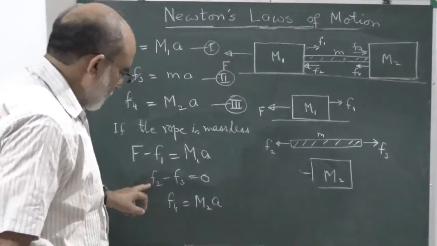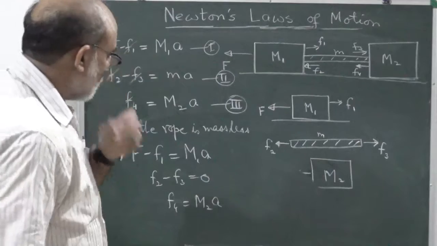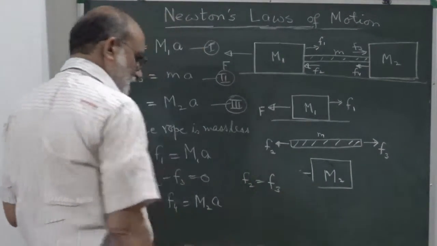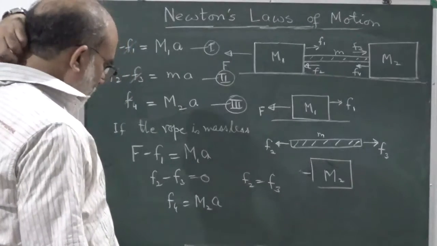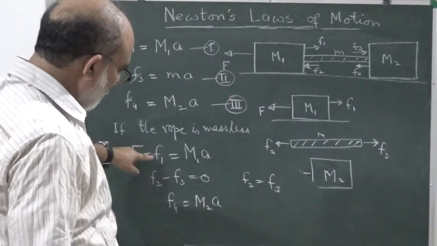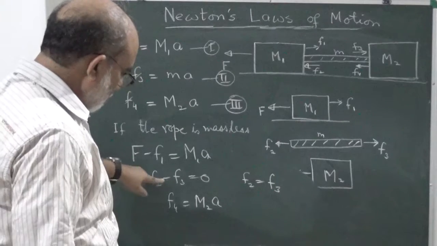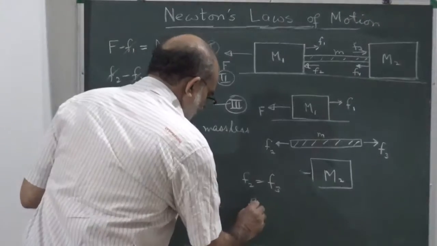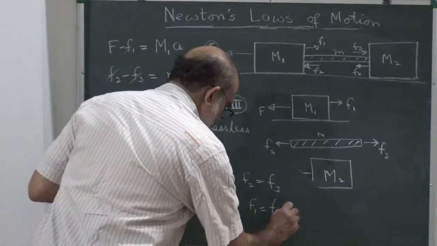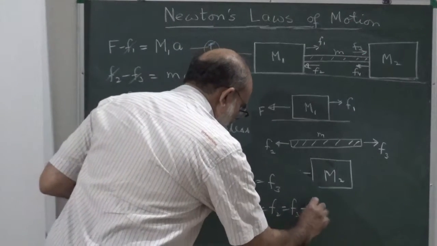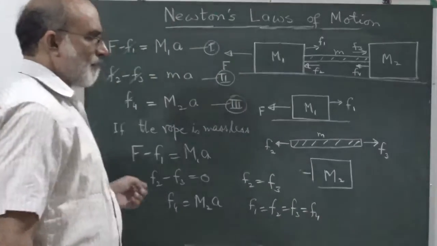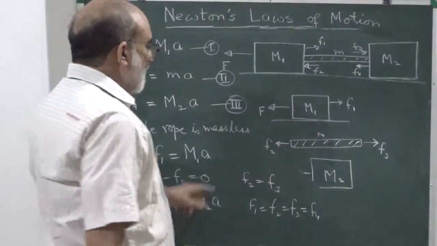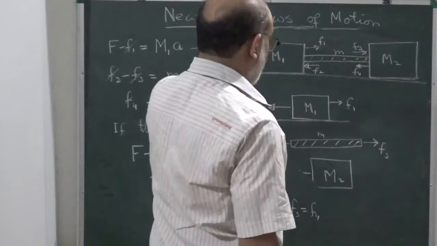Now if F2 minus F3 is equal to 0, it means F2 is equal to F3. We have already discussed that F1 and F2 are equal and F3 and F4 are equal. It means F1 is equal to F2 is equal to F3 is equal to F4. So this means all these forces are equal.